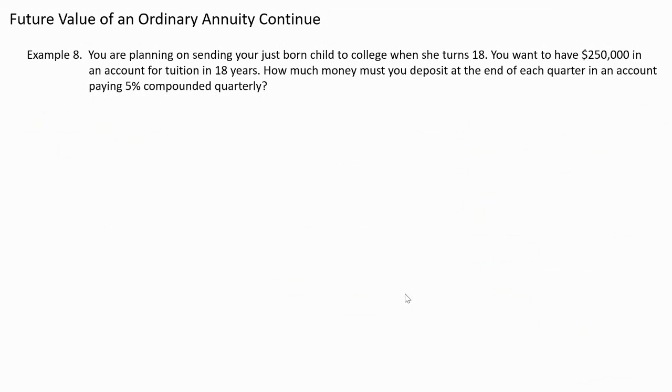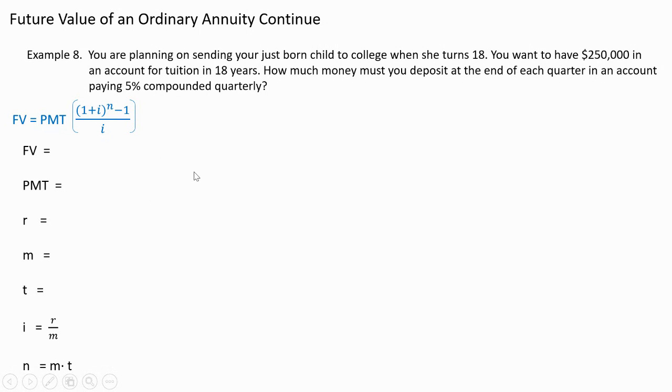Here's example number 8. Here's the one where you're trying to send your just born child to college. You are planning on sending your just born child to college when she turns 18. You want to have $250,000 in the account for tuition in 18 years. How much money would you deposit at the end of each quarter in an account paying 5% compounded quarterly? Okay, so here we go. There's your formula.